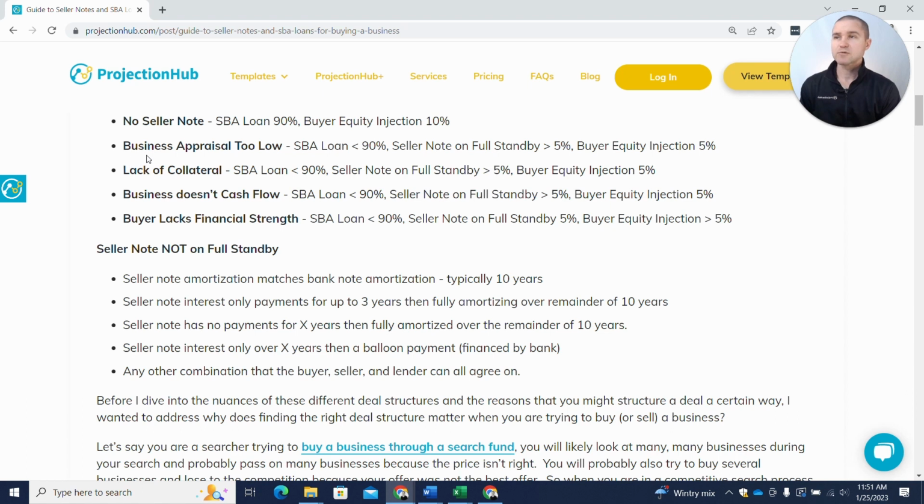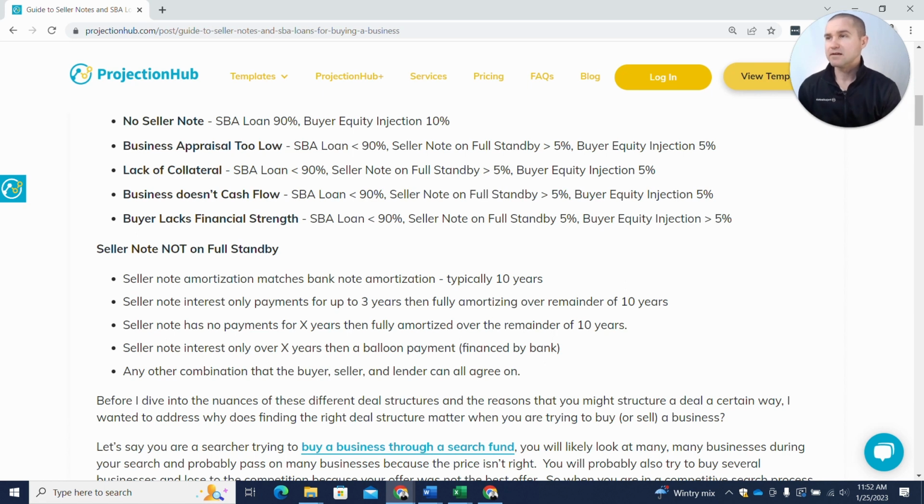Now, sometimes what happens is the business appraises too low. And if the appraisal comes back too low, the SBA, your lender, is going to say, well, we're not willing to finance 90% of the purchase price, because I know that's the purchase price, but it didn't appraise high enough. Now, if you're the buyer and you still want to pay that purchase price, you're going to have to figure out how to fill that gap. So you could go to the seller and say, let's increase the seller note to 10%, to 15%, to whatever it needs to be to fill the gap. Or you can increase your equity injection, right? So either the buyer or seller can put in more to fill that gap.